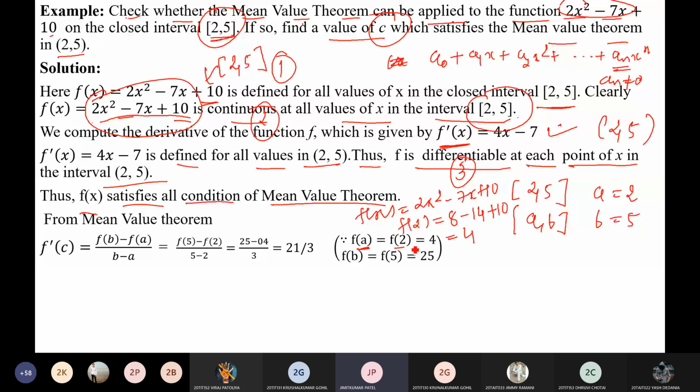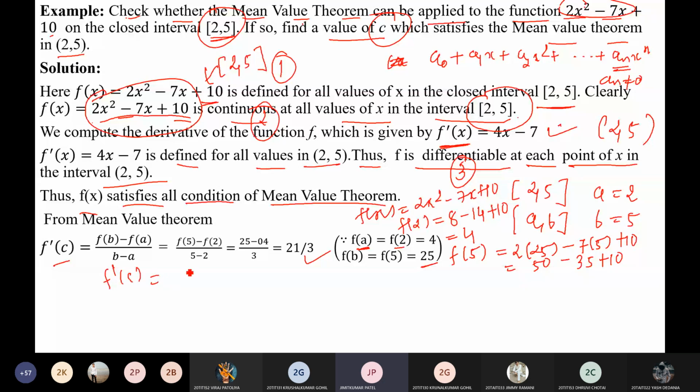Now in the same way, you can find f of 5. So 2 into 25 minus 7 into 5 plus 10, so 50 minus 35 plus 10, so we have 25. So I replace both the values here. So f of 5 minus f of 2 divided by 5 minus 2, so 25 minus 4 divided by 3, it gives me 21 by 3. So my f dash c is equal to 21 by 3.